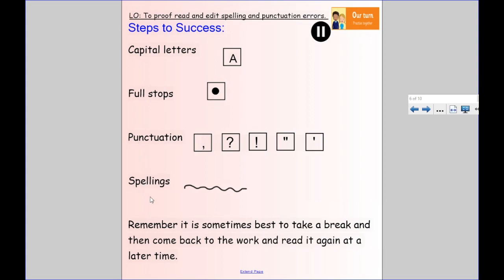For your spellings, remember to think of strategies to help you with recognising if the word is spelled correctly or not.